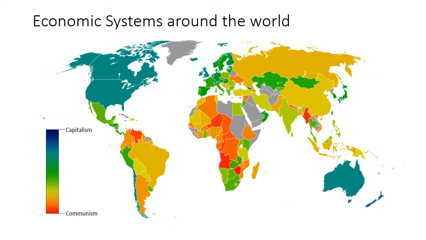Having discussed economic transitions, we can look at the economic systems that exist around the world. And we just have a map here to show the variations between capitalism and communism. So these are your economic systems that are in place by various countries.